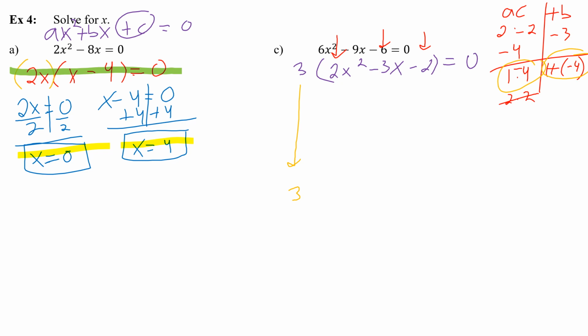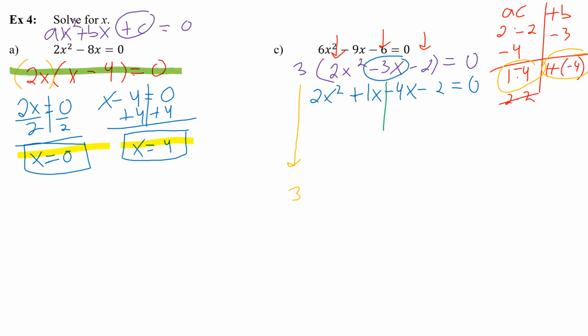Now this 3, I'm just going to go ahead and bring it down. It's still part of my answer. I just don't need it at the moment. So we keep ax squared the same. We keep c the same. The only thing is we rewrite the middle term. So again, in any order you want, I'm going to go with positive 1x minus 4x. And then we split it down the middle.